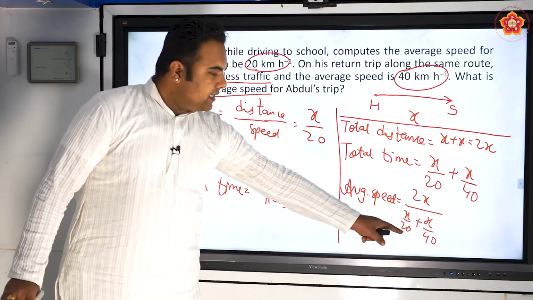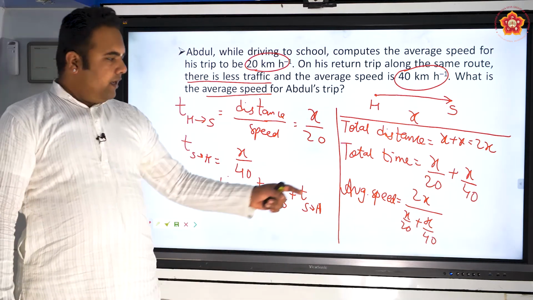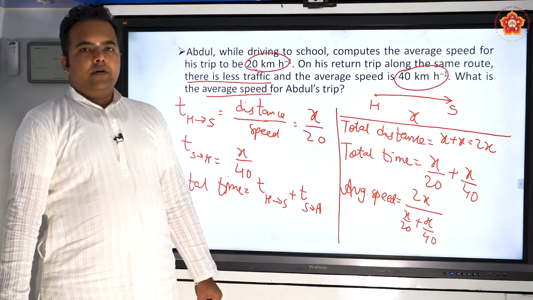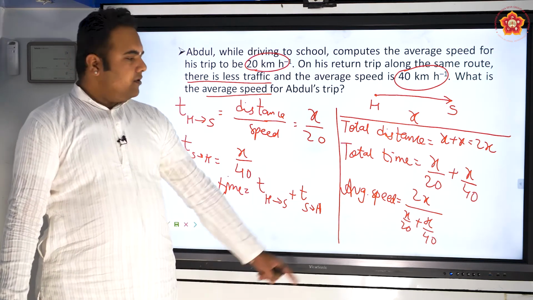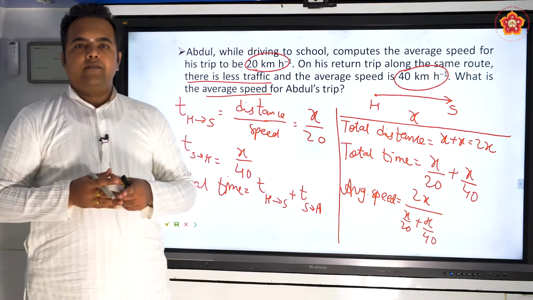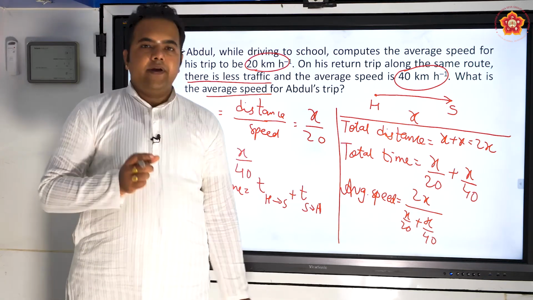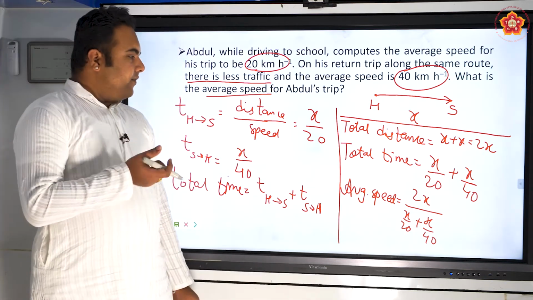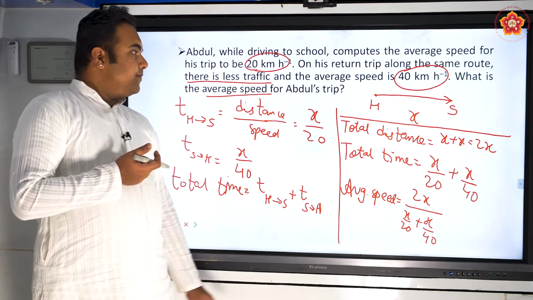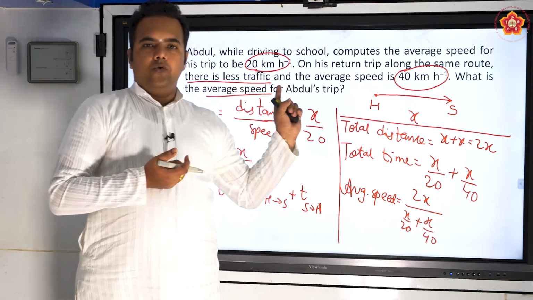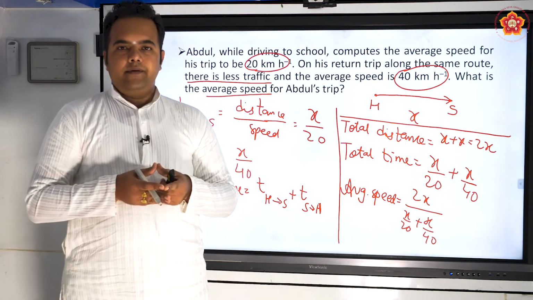If you carefully take the LCM for this and find the correct ratio, the x terms will cancel. The x term will cancel and finally you will be left with the final value of his average speed from home to school and back to home. So what is his average speed?